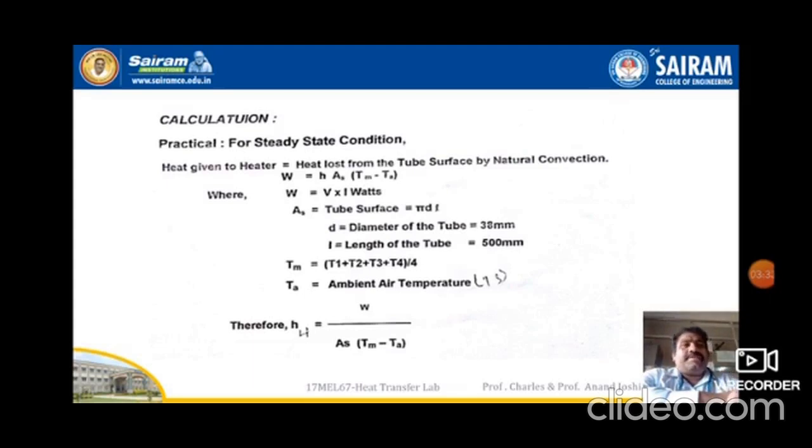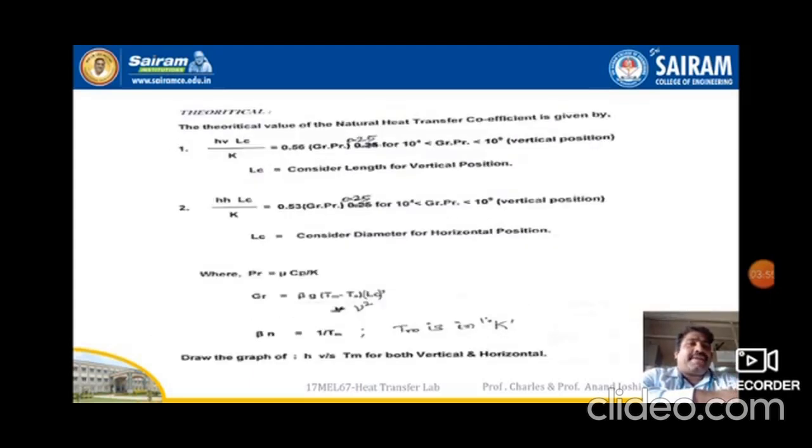Today it may be 30, and in winter season it may be 26, like that. So depending upon the atmosphere temperature, we have to consider Ta. Finally we can calculate h for horizontal. If it is the horizontal case, W equals h As (Tm minus Ta). This is the equation for the practical case.